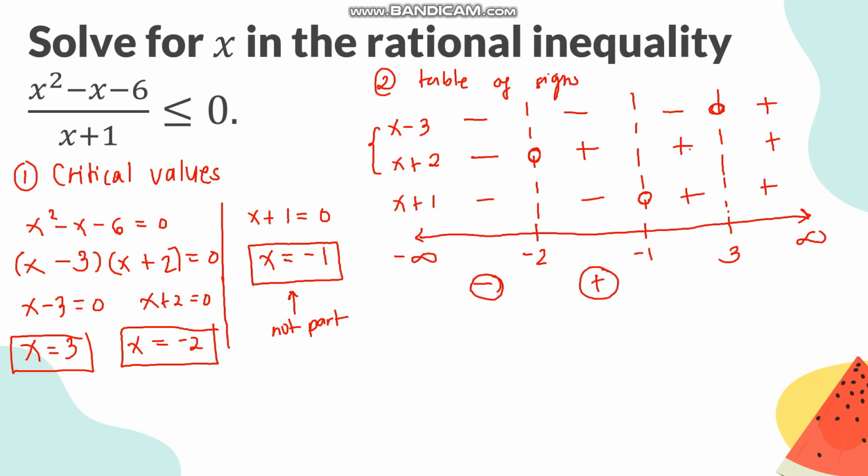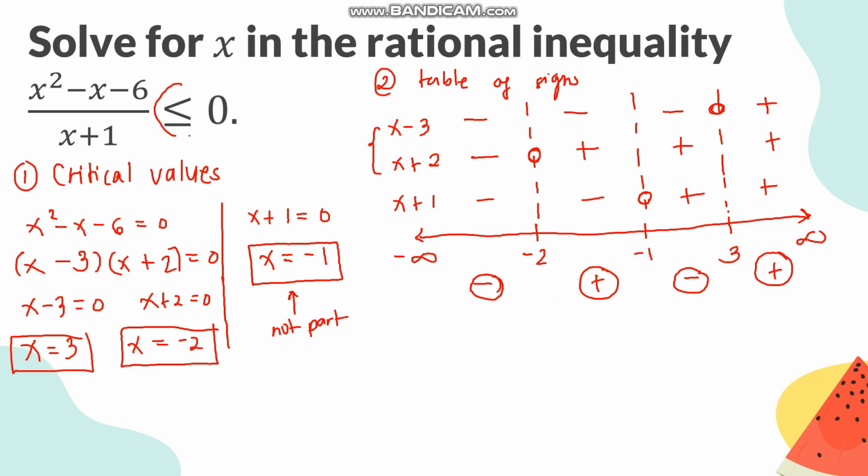Negative times positive is negative. And then last, positive times positive is positive. Positive times negative is positive. So we have negative, positive, negative, positive. Now to identify which will satisfy our inequality, let's look at the symbol.